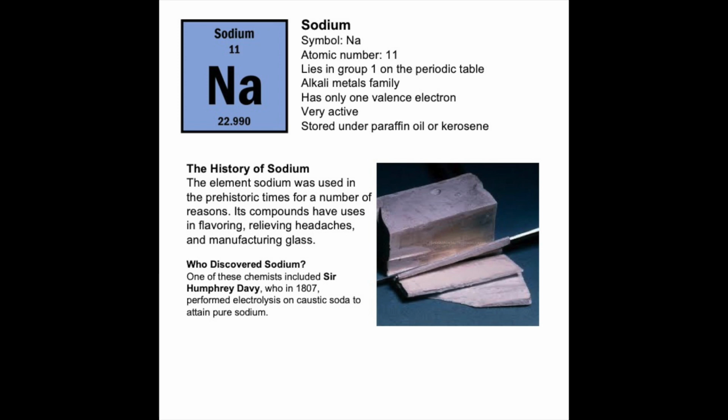Sodium, atomic symbol Na, has an atomic number of 11, and lies in group 1 on the periodic table. This element is in the alkali metals family, and it has only one valence electron, hence it's a very active element. Furthermore, sodium will readily bond with any element that needs a single electron.